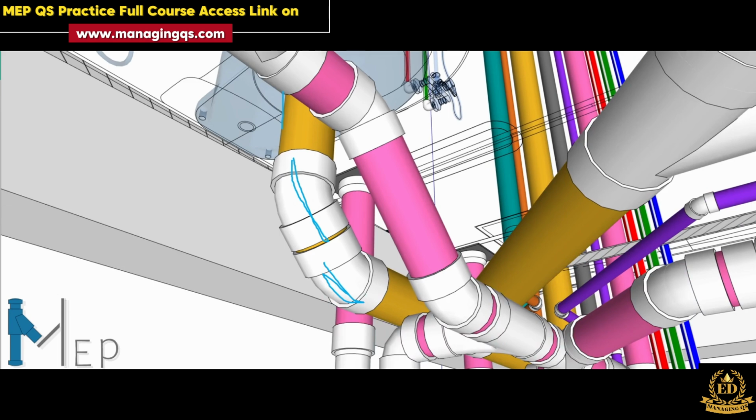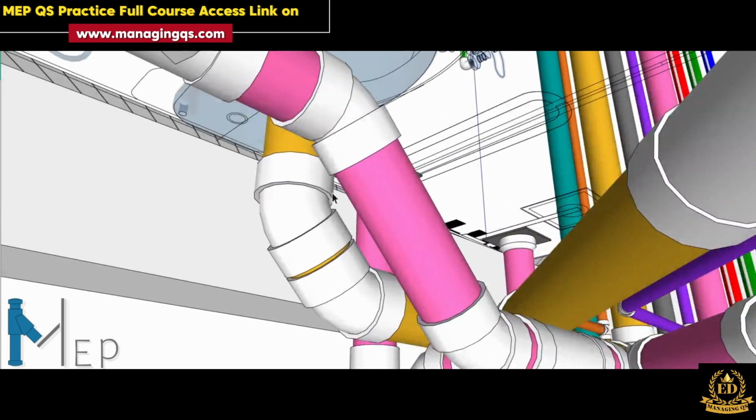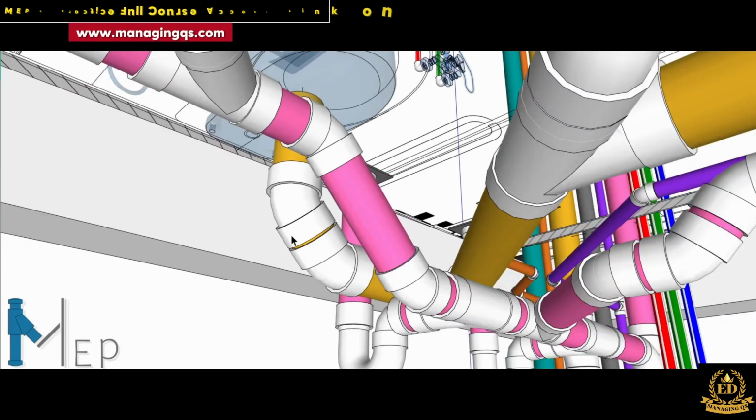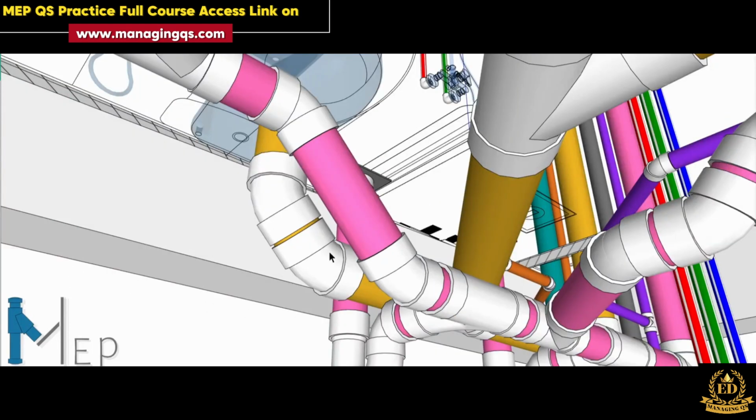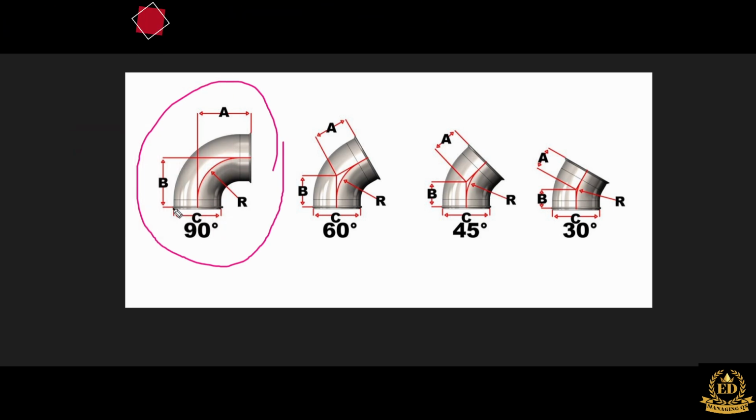Right. The problem is the angle. We cannot simply say these are 90-degree elbows, or that these are 45-degree elbows. The problem is how to identify the exact angle of an elbow. We will discuss it through this picture. This picture clearly indicates the angles: 90 degree, 60 degree, 45 degree, 30 degree. So what is 90 degree? Let's start with this elbow. For 90 degree, you just have to imagine drawing a line here.